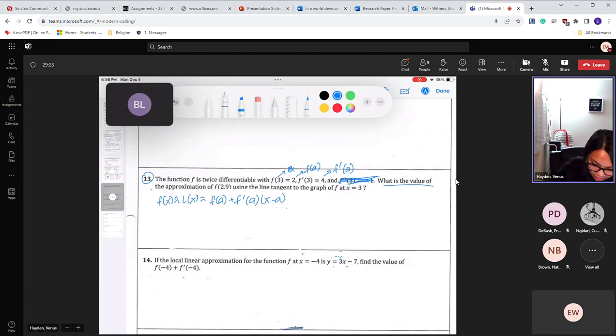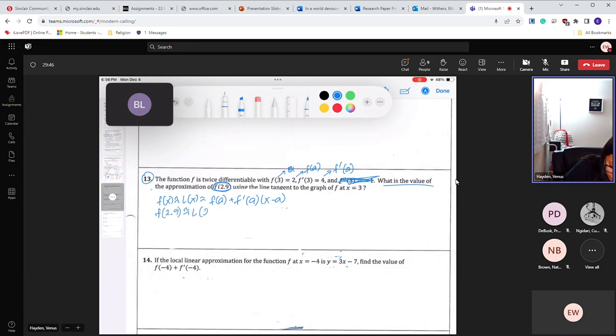And it's asking what is the value of an approximate point, which is 2.9. So we have to use the linearization to figure out the value at x equals 2.9, using that linearization. So let's do that.